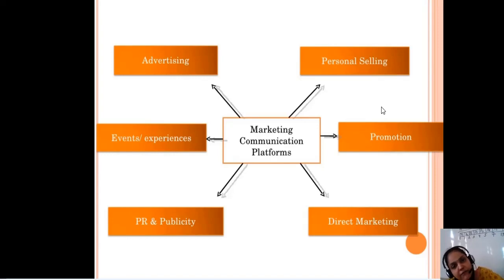Various platforms for various types of implementation which are required so far.